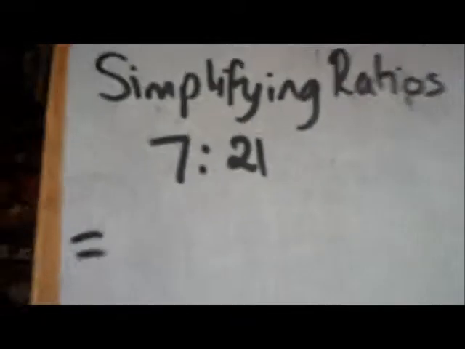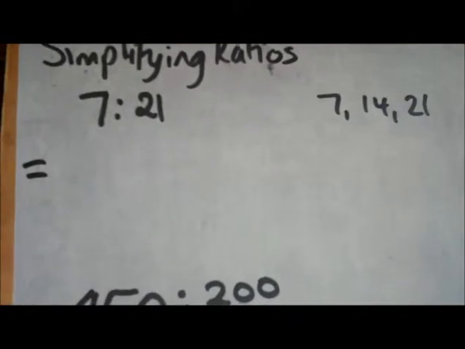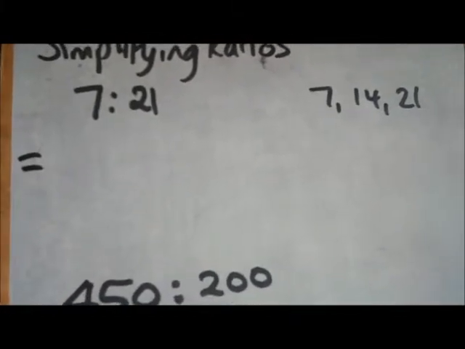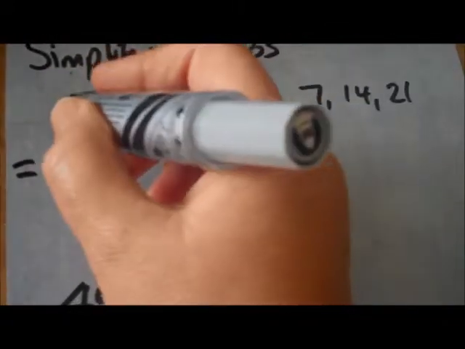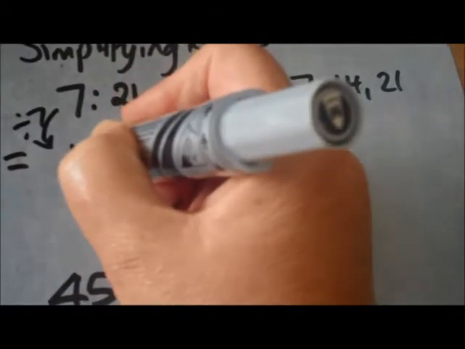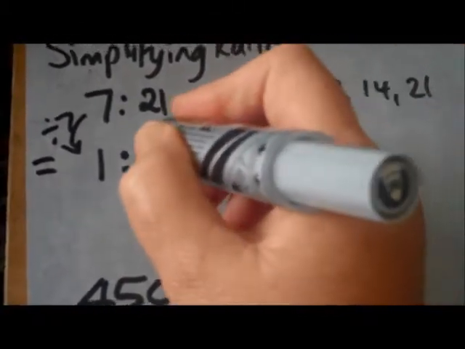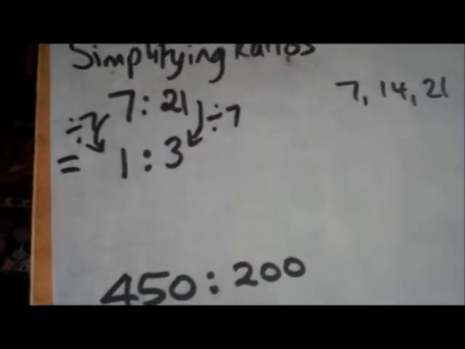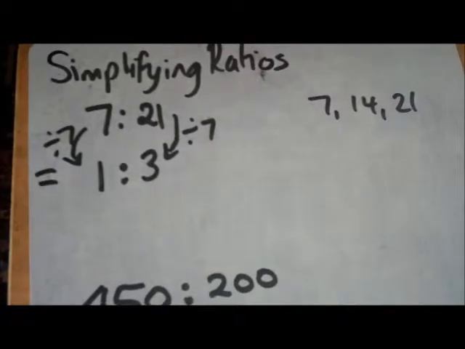7 to 21. Okay, so if I count by sevens, 7, 14, 21, it goes into it 3 times. So if I said divide by 7, I would get 1 here. And if I said divide by 7, I would get 3 here. So 7 to 21 is the same as 1 to 3.